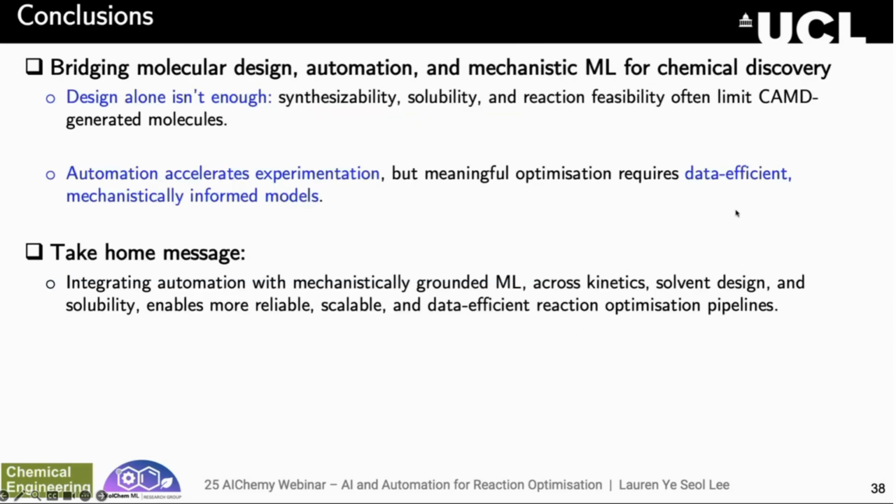So the conclusion here is, yes, we've looked at how we can bridge molecular design and reaction optimization through AI and automation. And the take-home message is that integrating automation with mechanistically grounded machine learning models across reaction kinetics, solvent design, and solubility enables more reliable, scalable, and data-efficient reaction optimization pipelines.